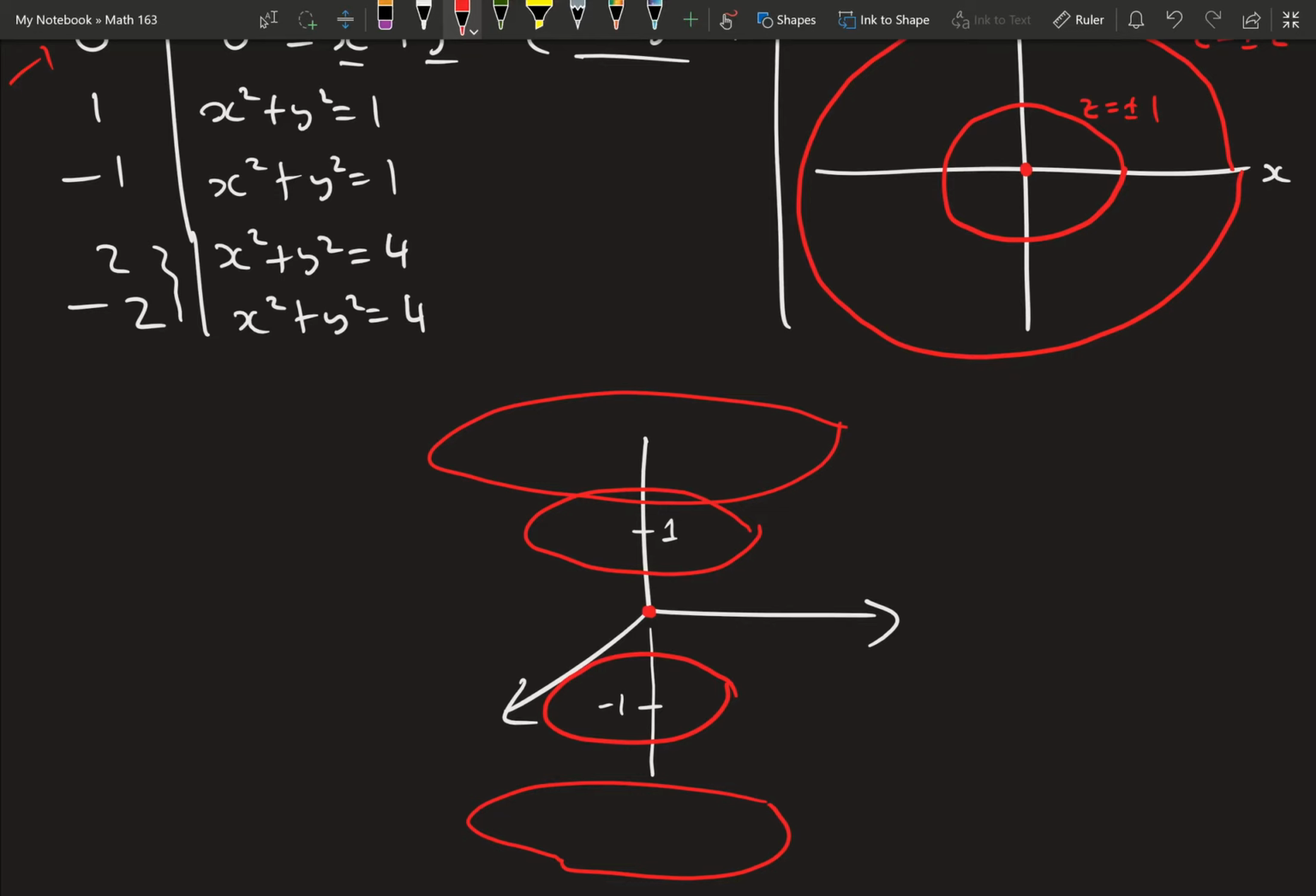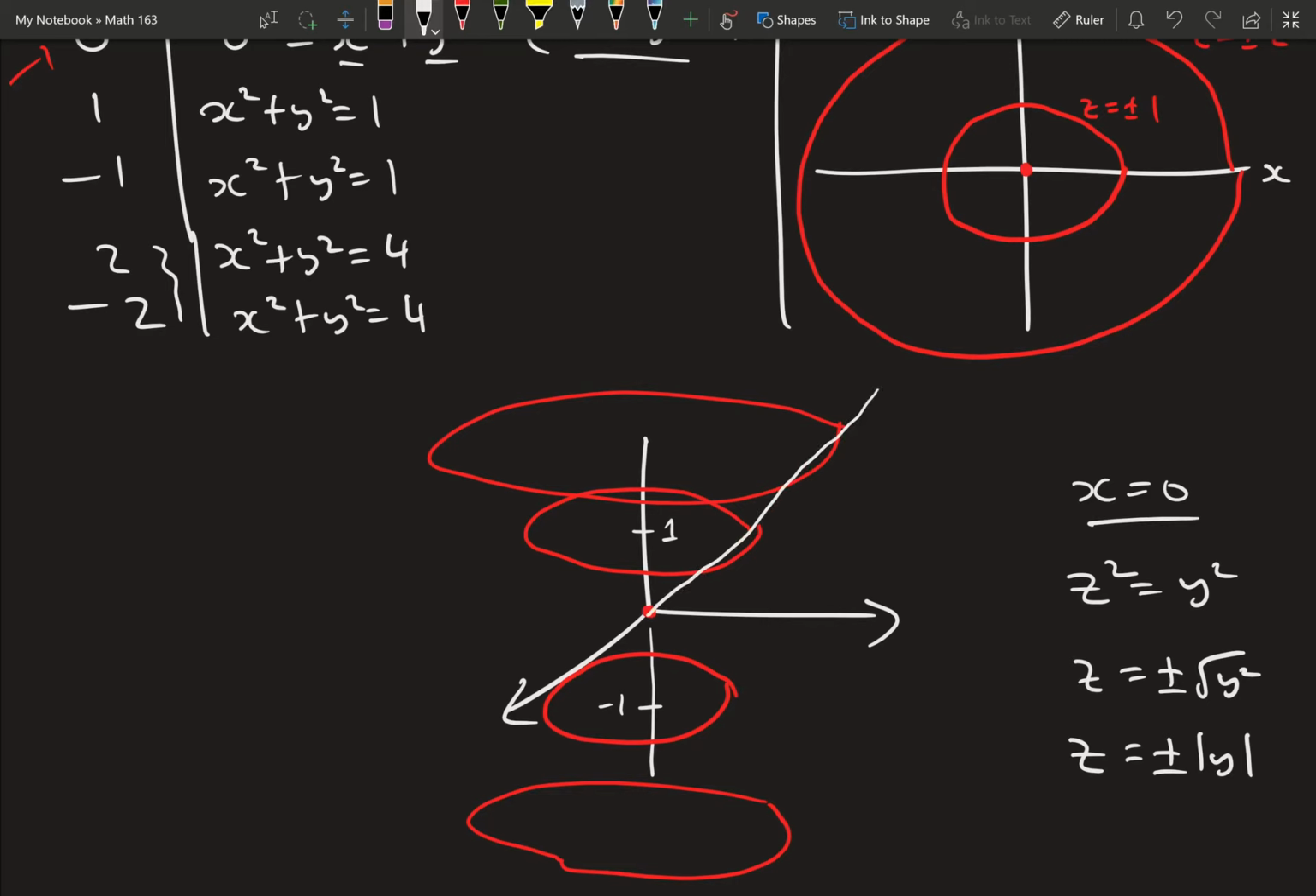Now, how does this actually become the cone? Well, let's fix one last variable. Let's set x to be 0 in our equation to get z squared is y squared, or z equals plus or minus the square root of y squared, or z equals plus or minus the absolute value of y. Well, if you draw the absolute value function in the zy plane, this is when x is 0, you'll get something like this. So that's one absolute value function, and then there's the other absolute value function. And now you can see the cone forming.